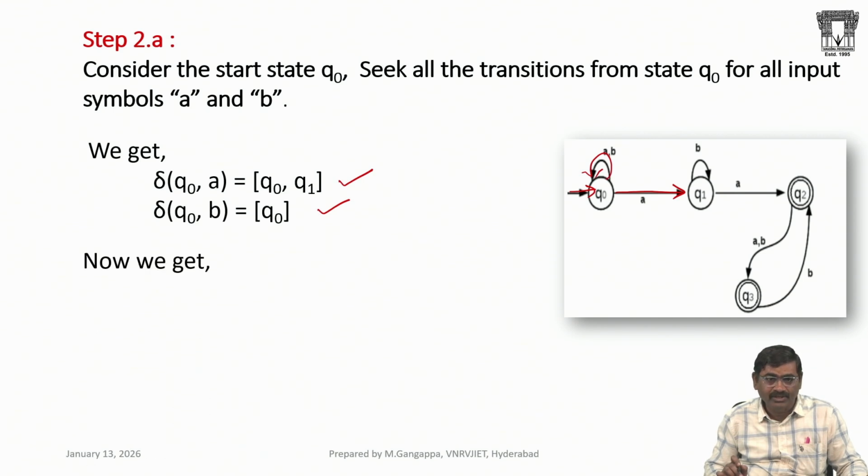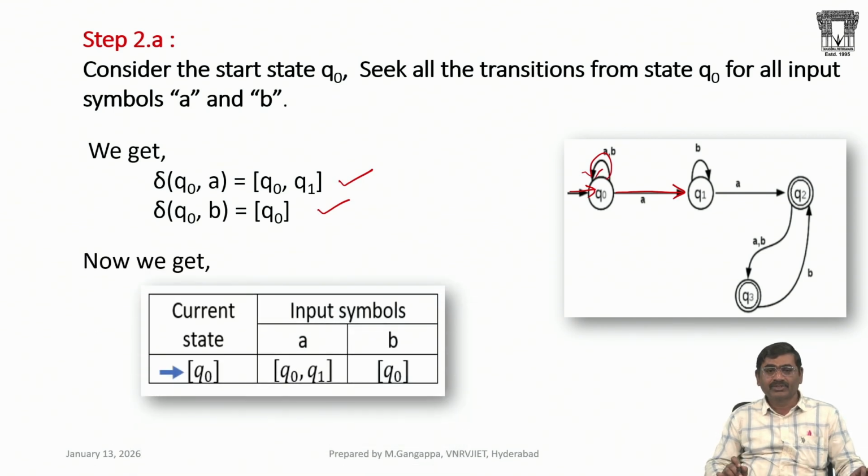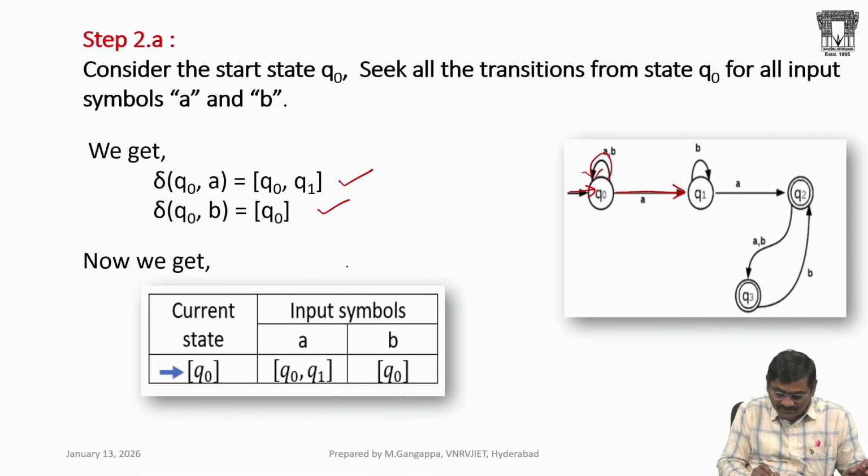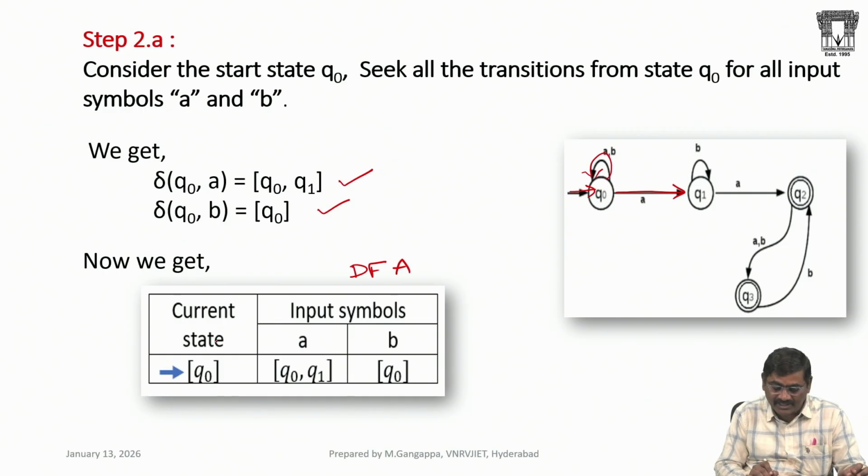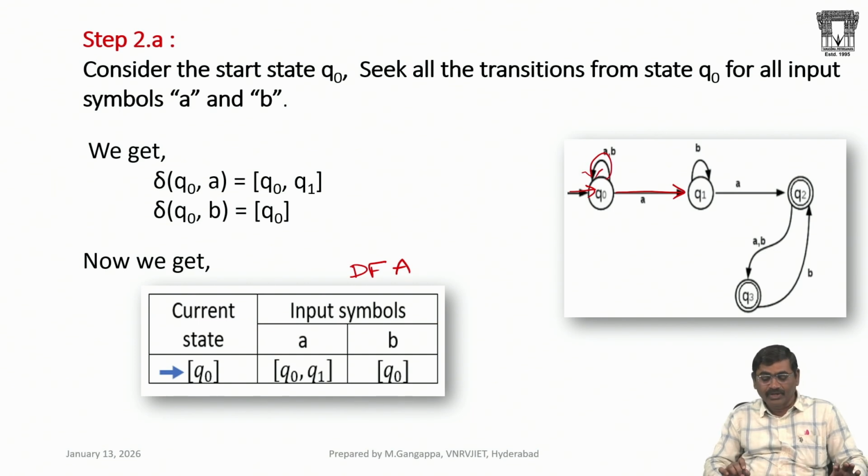As shown in the table, this is the DFA table. In the DFA table, we take the current state as well as the input symbols. A is one input symbol and B is one more input symbol. Q0 on A goes to Q0, which we have already got here. Q0 on B goes to Q0. This is the one step we need to do while converting an NFA into a DFA.